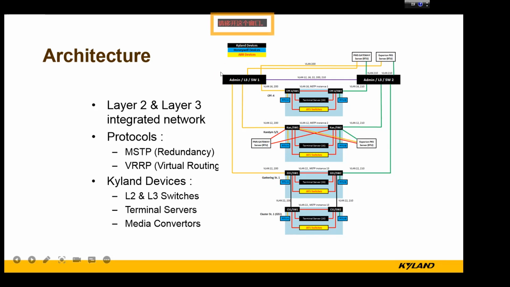With MSTP, it can get redundancy performance on the different VLANs. We just need to limit the quantities in a single VLAN, and it can get a high redundant performance.